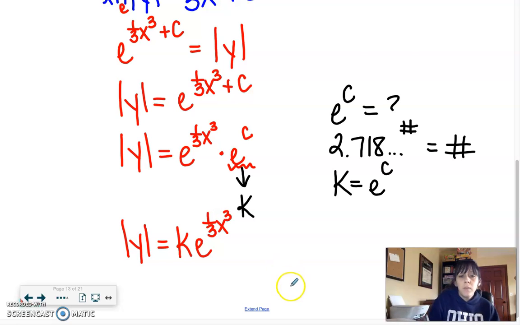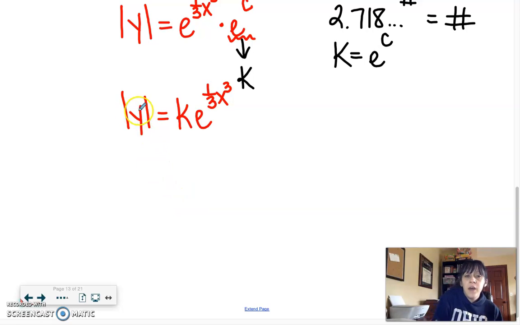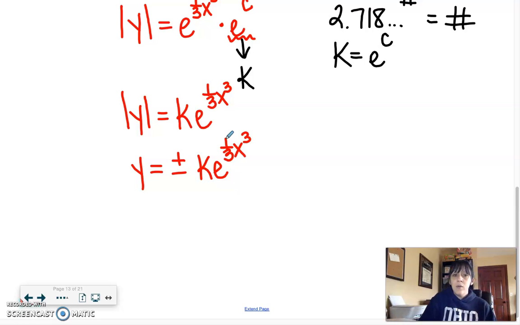Okay, last step is to take care of the absolute value. Absolute value just means that you have positives and negatives as partial solutions for this. So you're going to undo that by putting plus or minus on the other side of your equation. And that would be your solution to this differential equation. Obviously that one is more complicated because of the separation step, and also because you're dealing with ln.